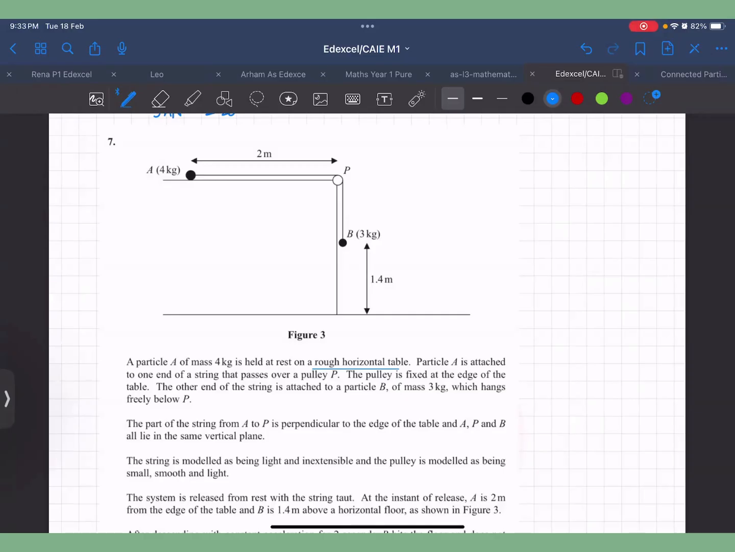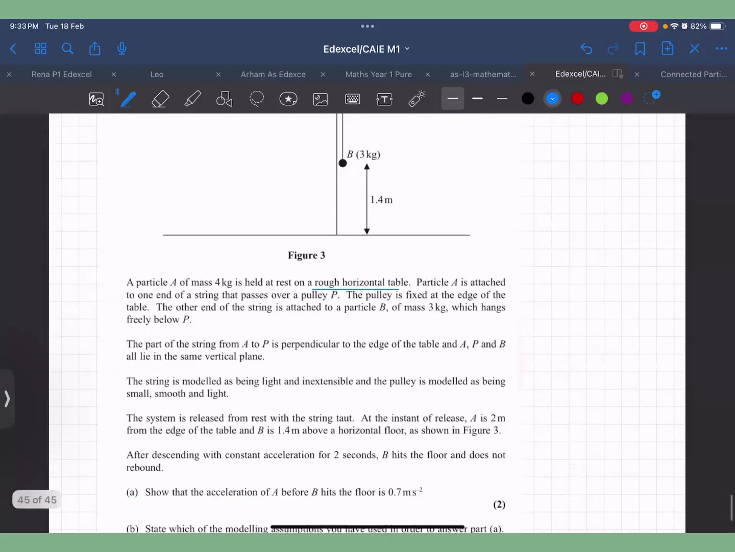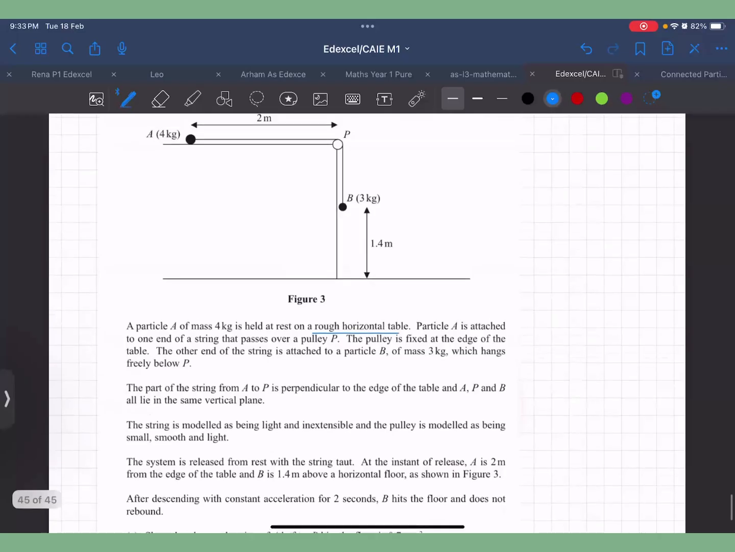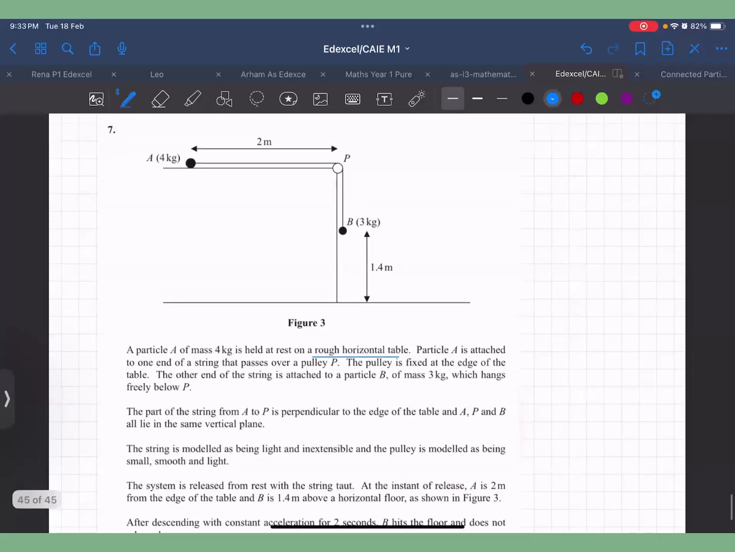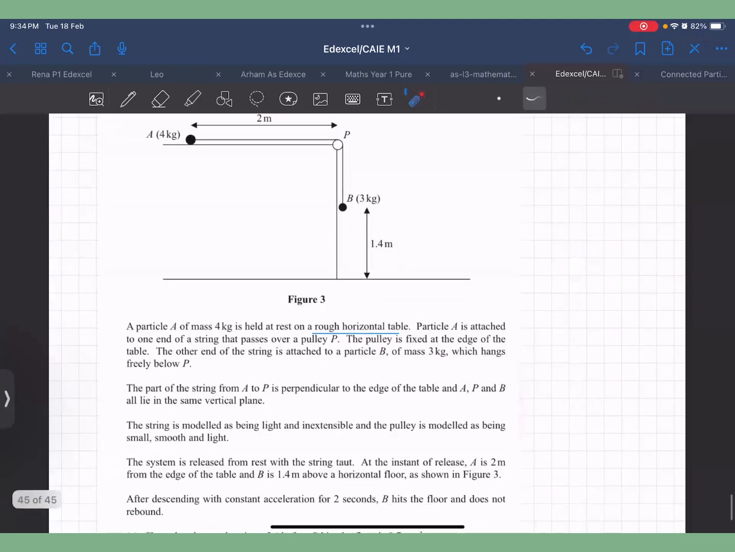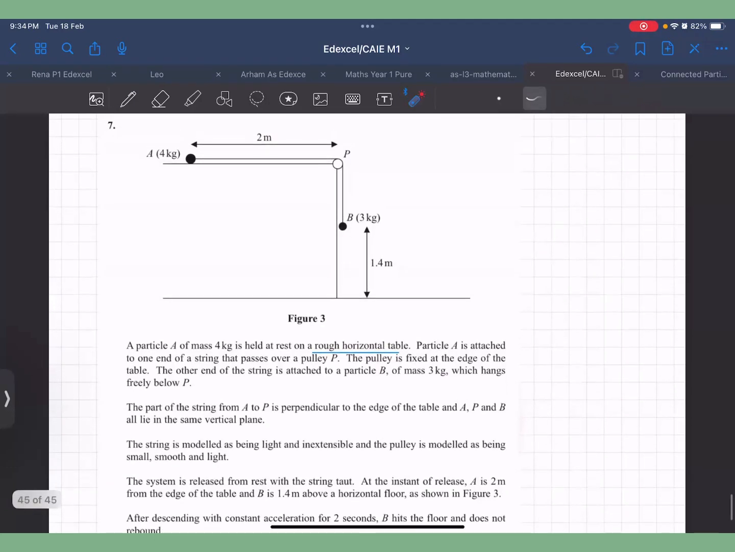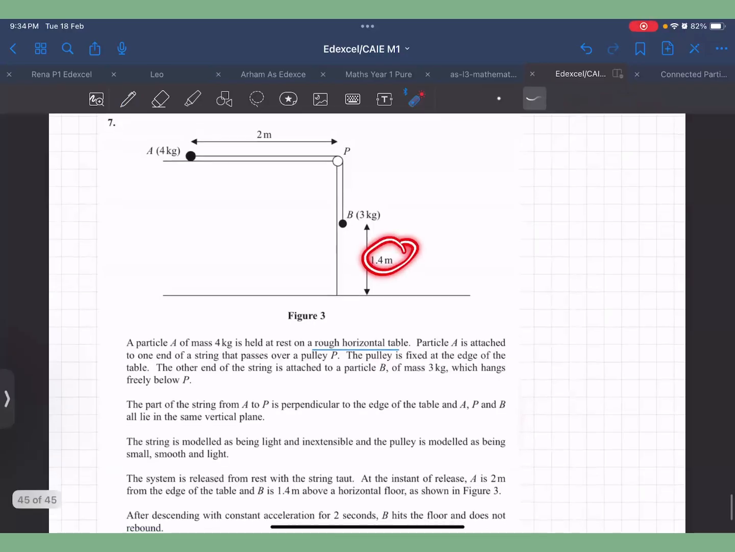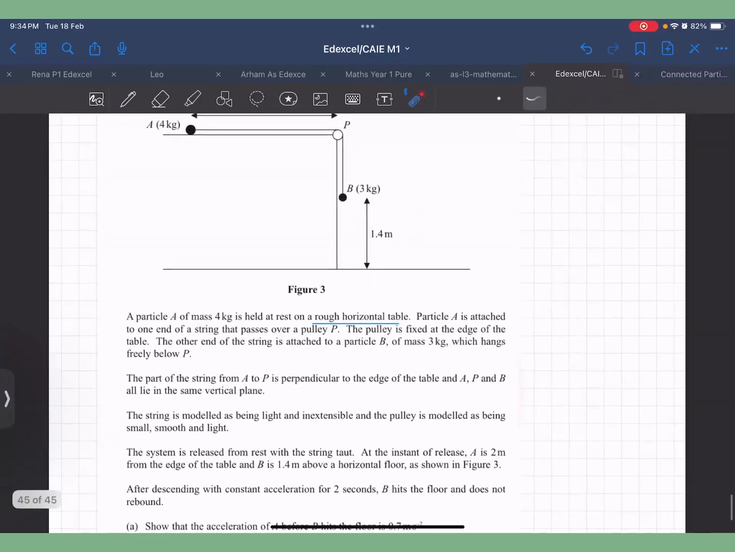The string is modeled as being light. The system is released from rest with the string taut. Right now the string is taut, and the AP string is 2 meters. We'll consider that as well. Between the block A and the pulley there is a distance of 2 meters, and B is 1.4 meters above the horizontal floor. After descending with constant acceleration for 2 seconds, B hits the floor and does not rebound.